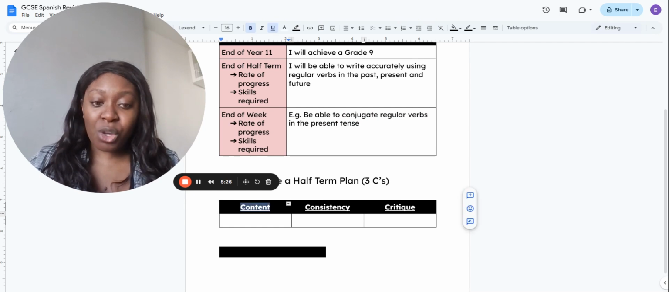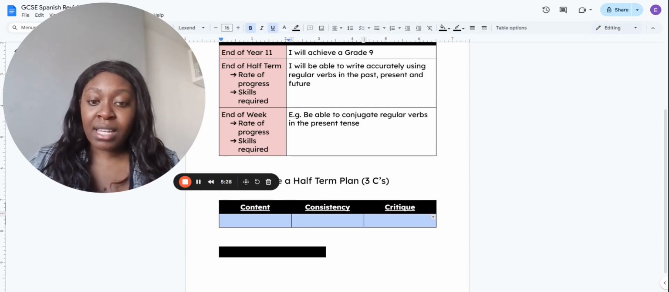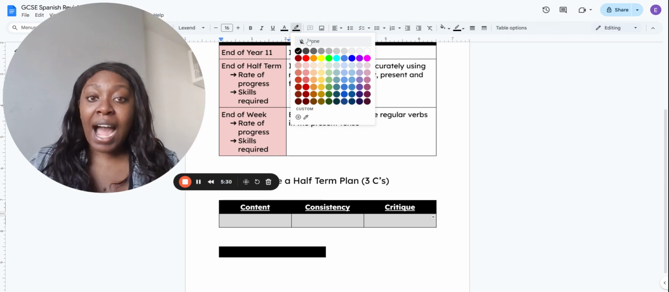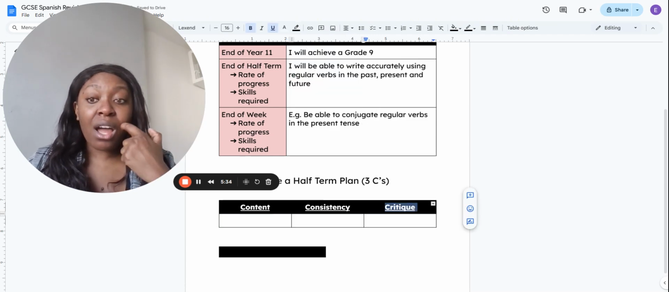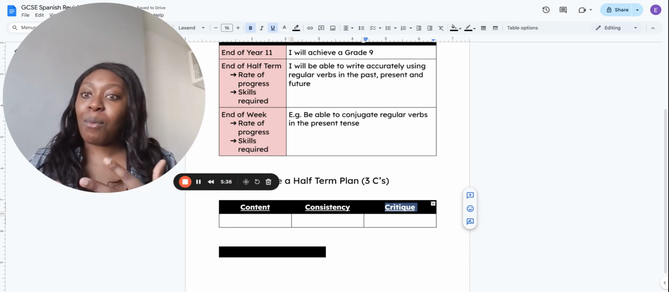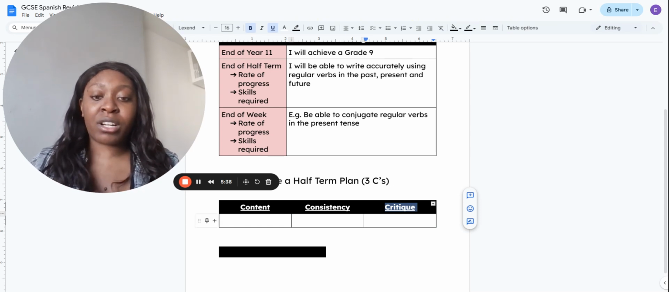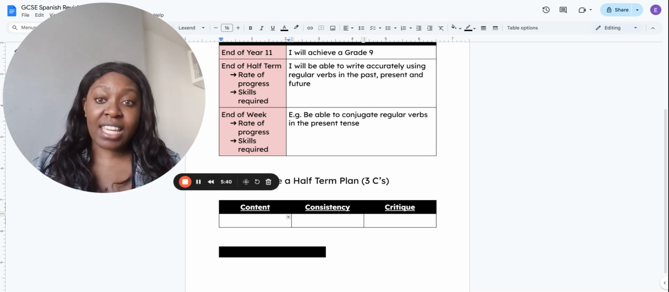The content, so what they're going to be studying, consistency, how often they're going to study, and then critique. Where are they going to get feedback, and what are they going to get feedback on? So let's look at each of these.